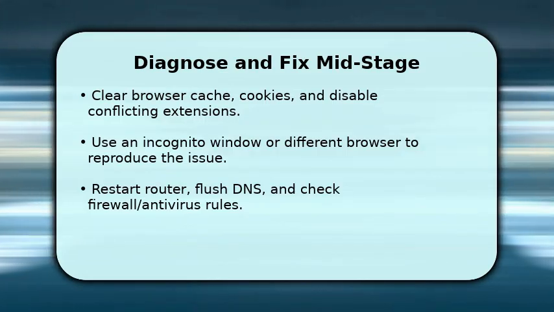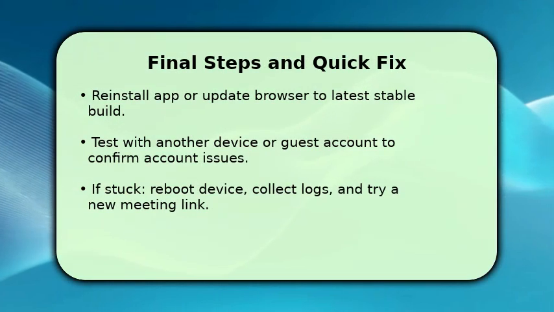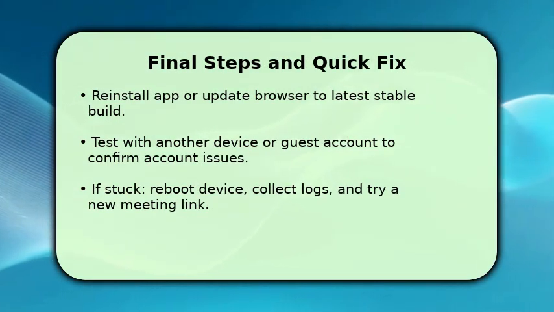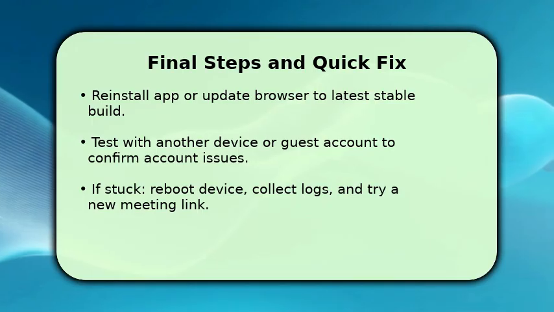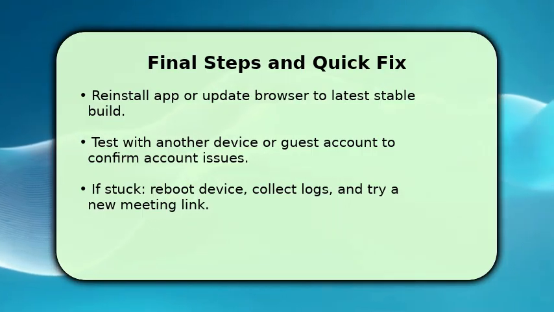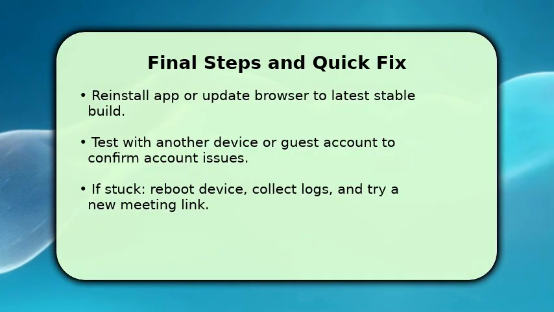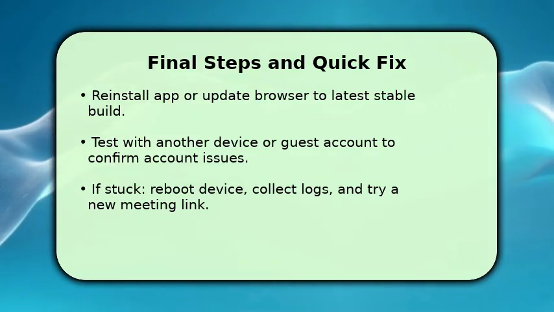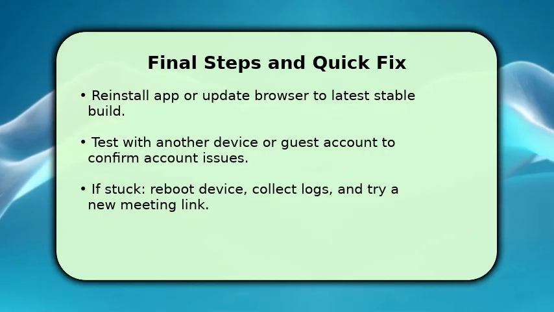To finish, apply fixes that resolve persistent faults and confirm success. Reinstall the Meet app or update your browser to the latest stable build, then try joining again. If you still can't join, test from another device or a guest account to determine whether it's account-related. If nothing changes, reboot your device, copy any error messages or logs, and attempt a fresh meeting link. This often clears stale tokens and sessions. If problems persist, contact support with your error messages and logs.